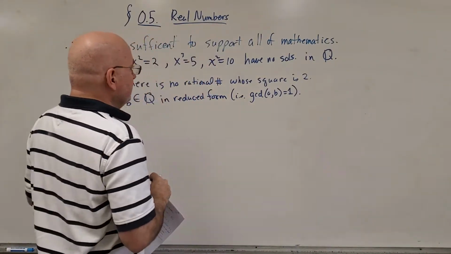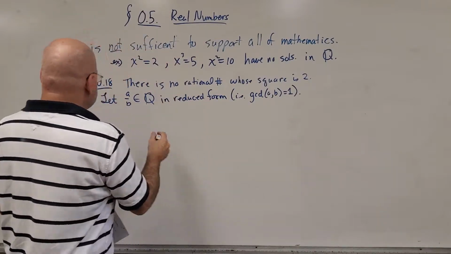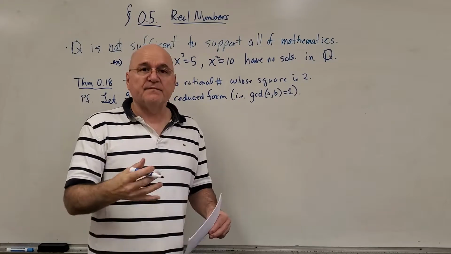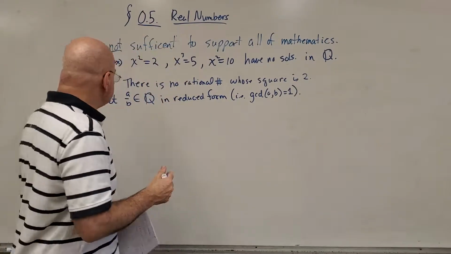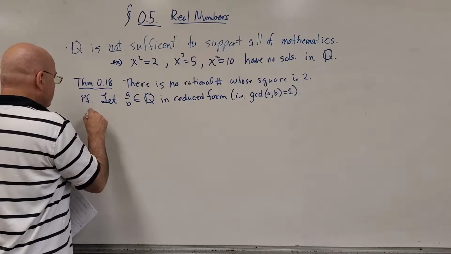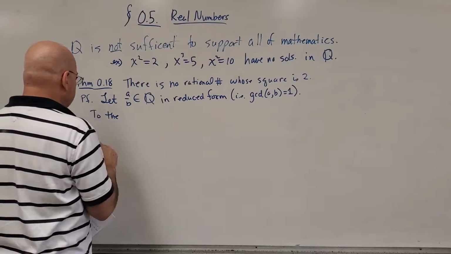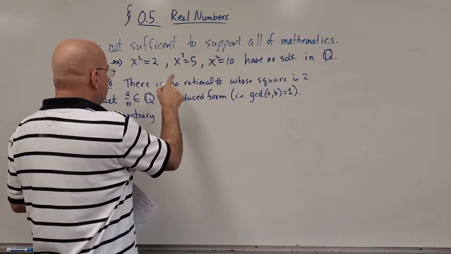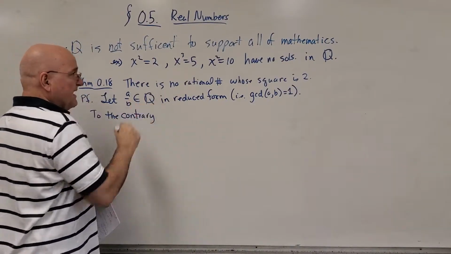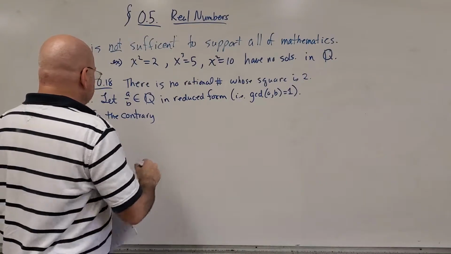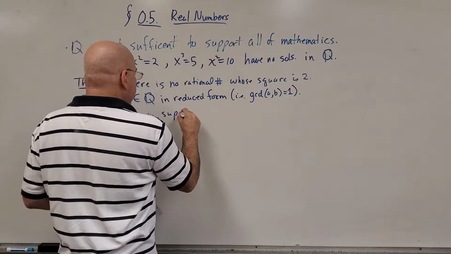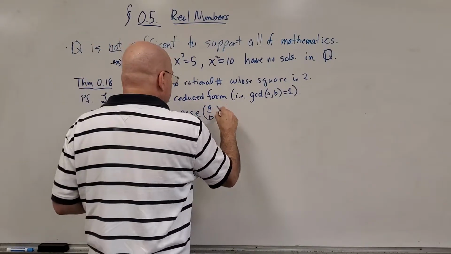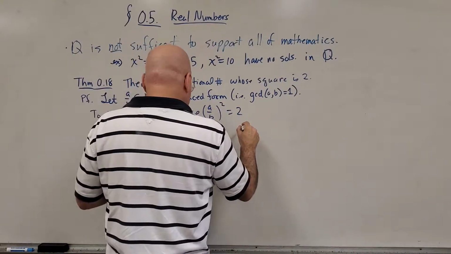Now, we're going to do this proof by contradiction. I'm going to say, to the contrary, suppose A over B squared is equal to 2. To the contrary, because I know I'm going to reach a contradiction, because I know that there is no rational number I can square to get 2. To the contrary, suppose that A over B squared is equal to 2.